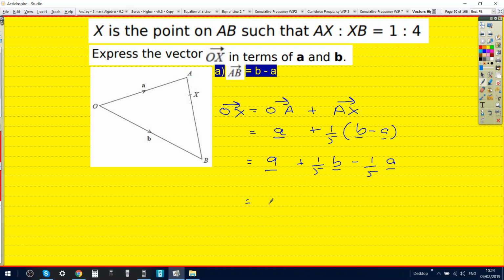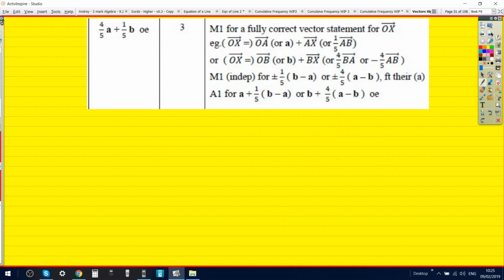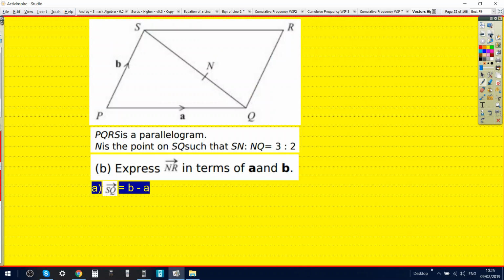So would it be... I'm not sure. A minus 1/5 of a. 1a is the same as 5/5. Okay, so would it be 4 minus 4/5? Oh wait, not minus. Yeah. Oh, so 4/5 a plus 1/5 of b. That's it. So yeah, 5/5 take away 1/5 is 4/5. 4/5 a plus 1/5 b.